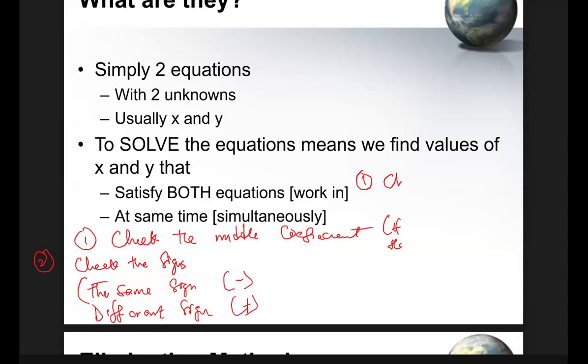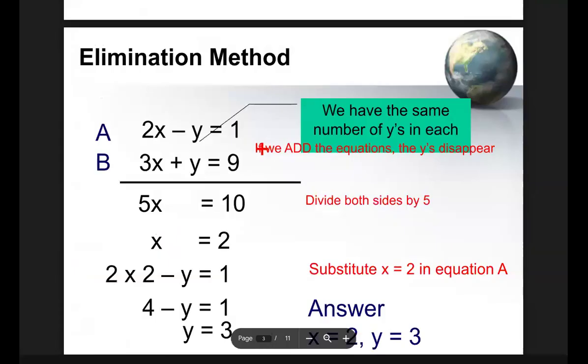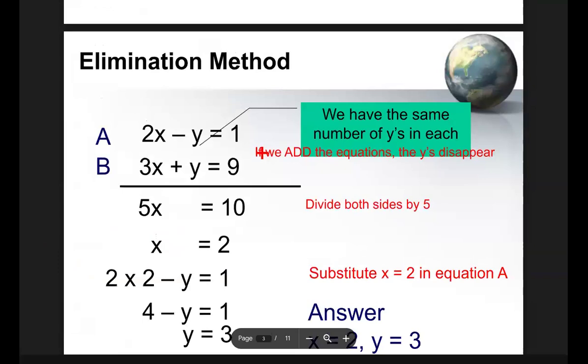So let's look at a typical example. Look at the first one, and they give you this equation: 2x minus y equals 1, and 3x plus y equals 9. You can check it now. They have the same middle variable, y and y. Check the middle coefficients. They have the same coefficients, 1y and 1y, in both the top and the bottom equation.